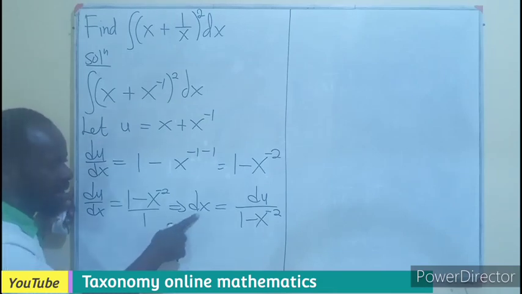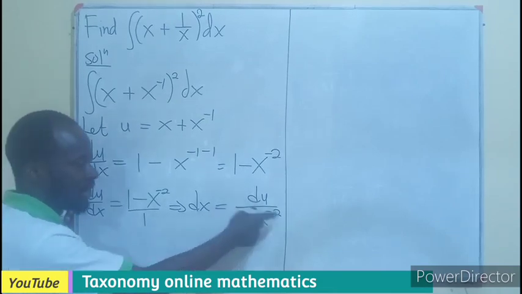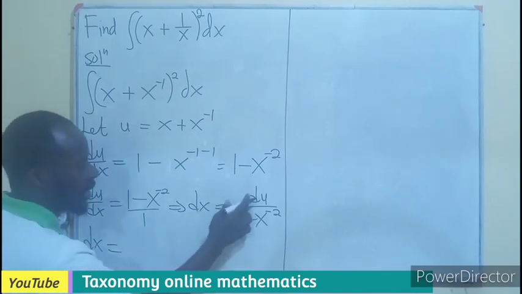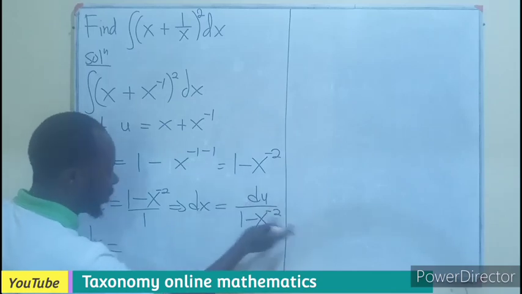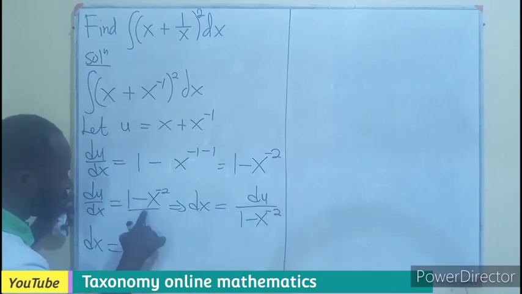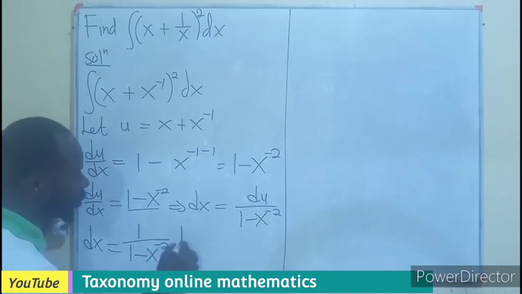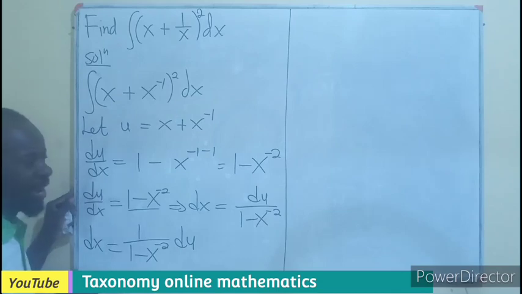Now this is the value for dx, which can also be written as dx equals, taking this to be a factor to multiply, 1 over (1 - x^(-2)) du. We can maintain this, or we can also write it this way.